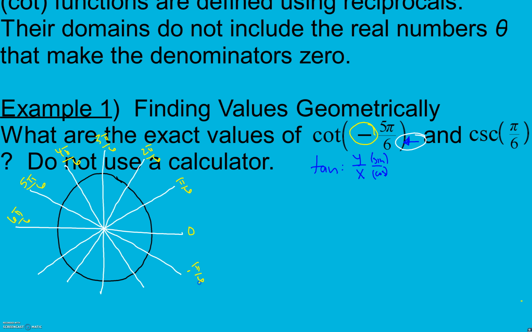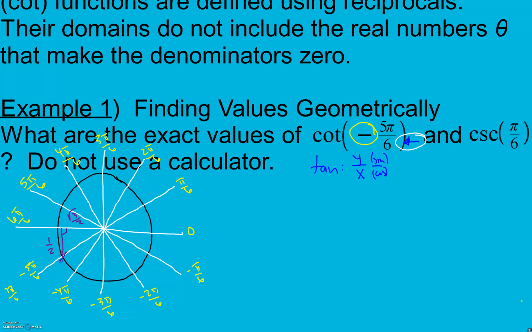I have negative pi over 6, negative 2 pi over 6, or negative pi over 3, negative 3 pi over 6, negative 4 pi over 6, negative 5 pi over 6, which is the same as 7 pi over 6 if we were going positive. So this one right here is the one that I want. So I draw in my triangle. Pi over 6 means it's a 30, 60, 90 degrees. My short side is a half. My long side is square root of 3 over 2.